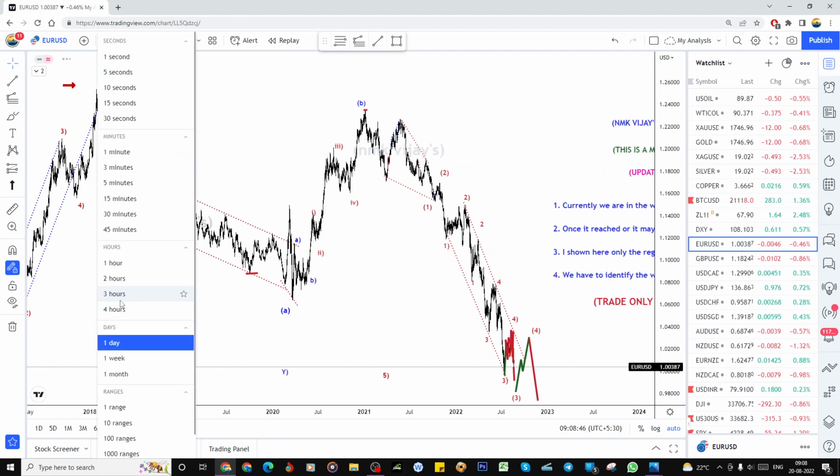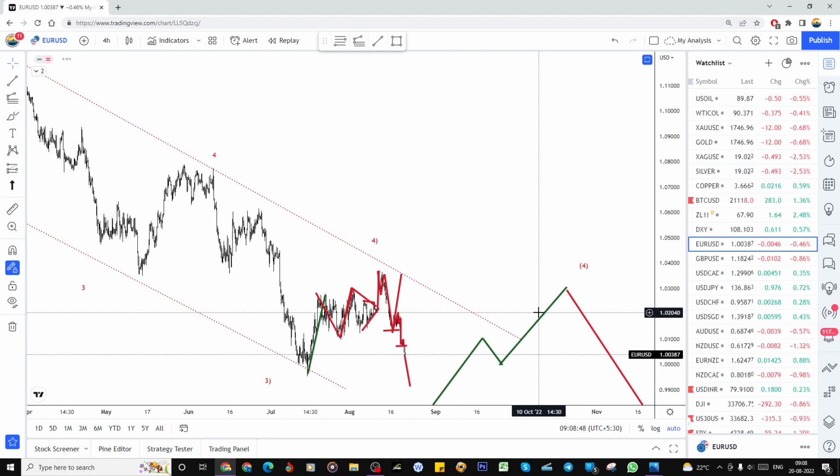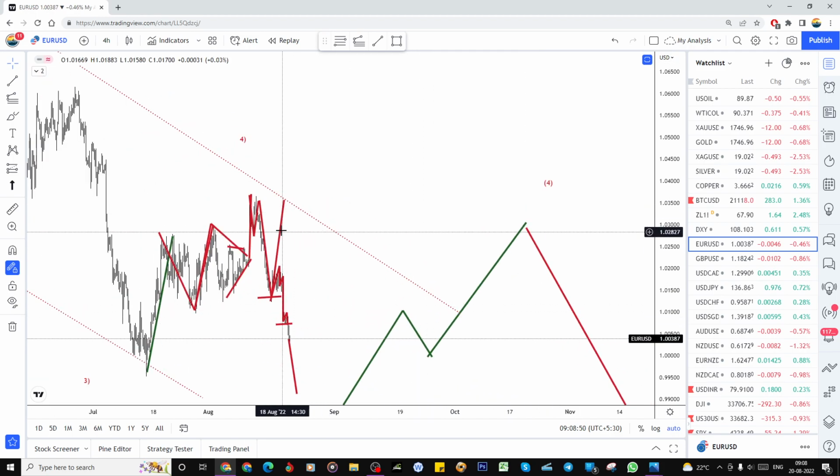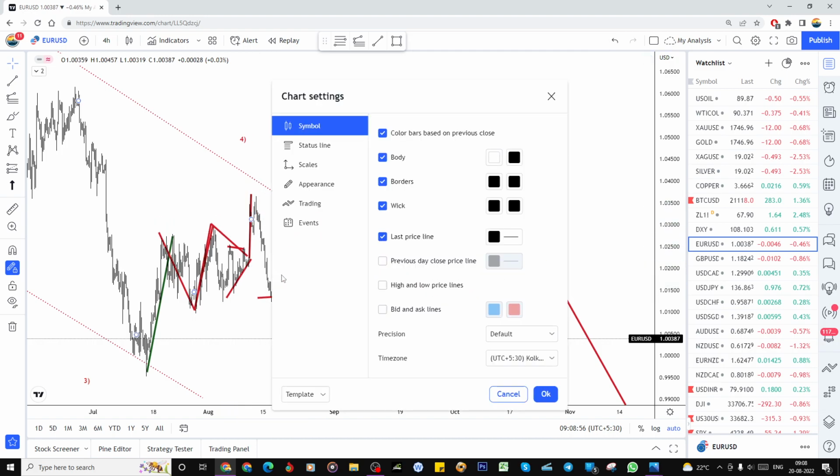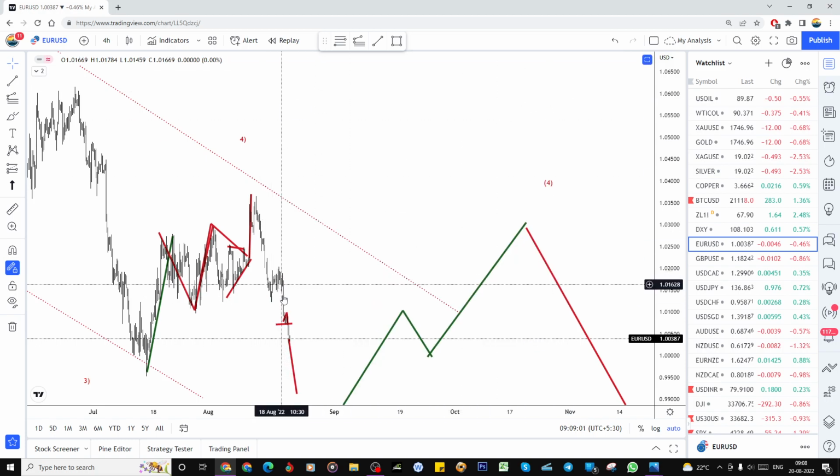So here, how am I going to look at this pair? What will be the next? See, I'm not sure about this, but the trend is to the downside. We are looking to sell again. One second, I will just clear this chart.